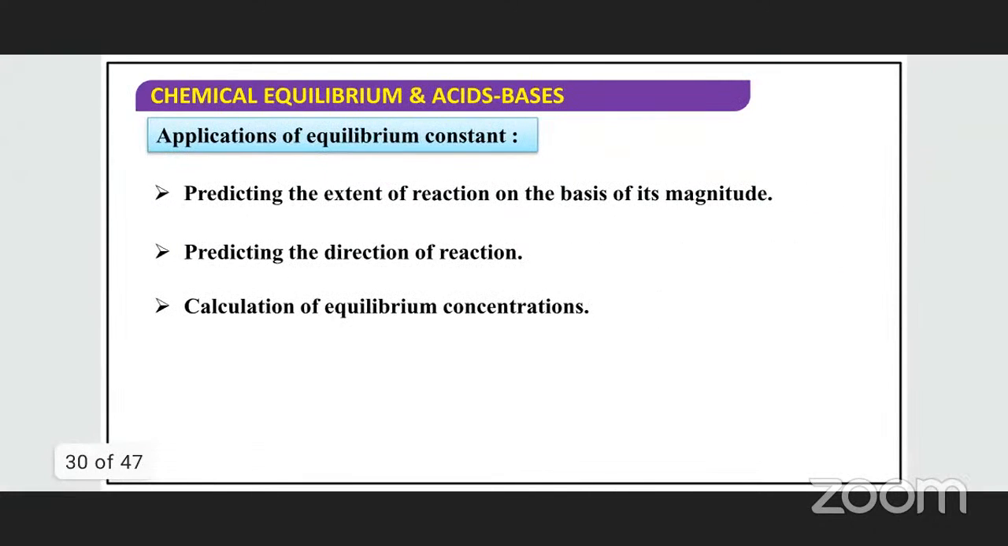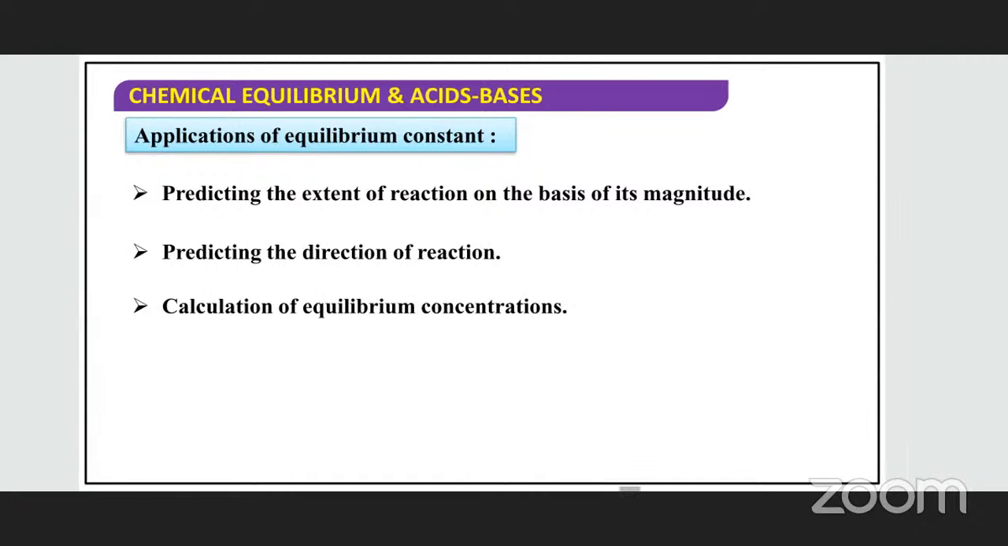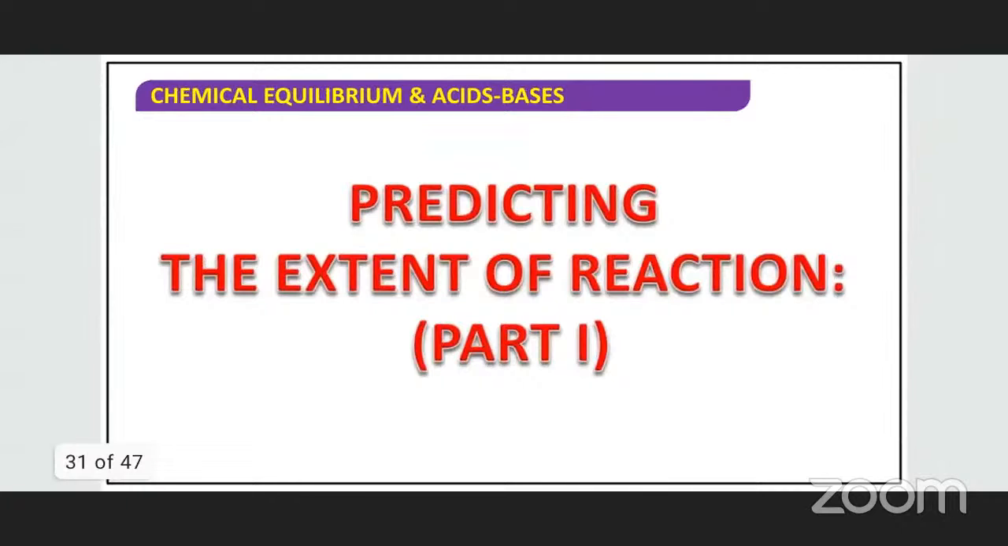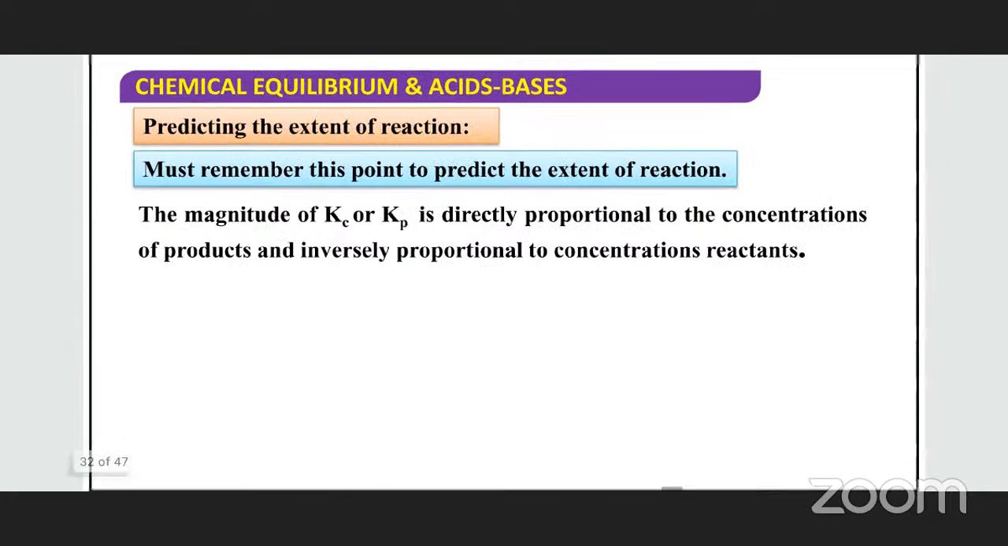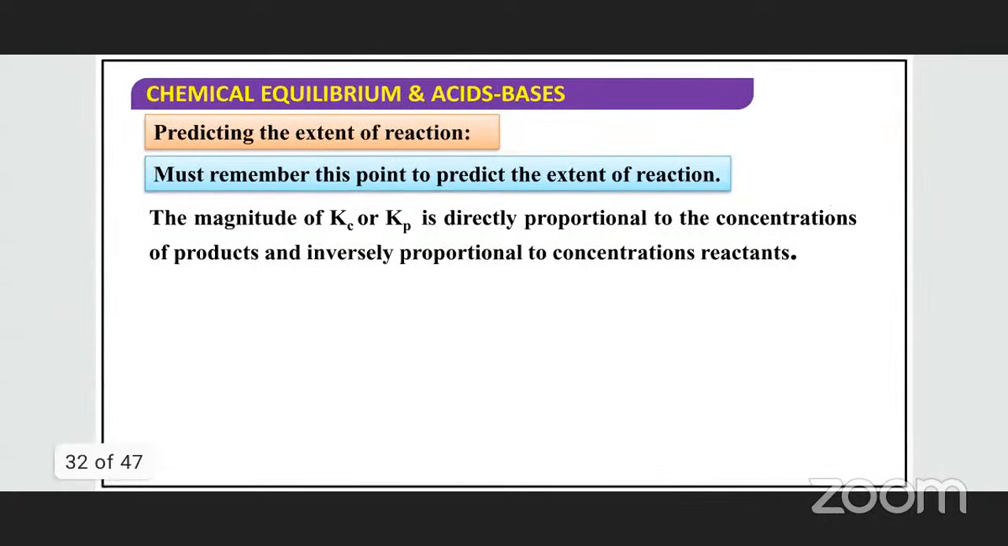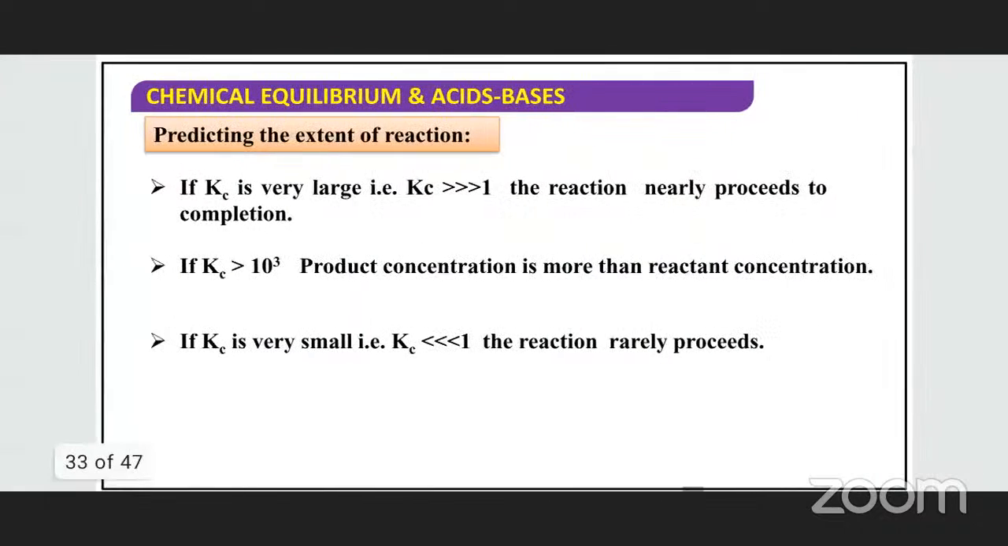Application of equilibrium constant: predicting the extent of reaction on the basis of its magnitude, predicting the direction of reaction, and calculation of equilibrium constant. Predicting the extent of reaction. Most importantly, remember this point: the magnitude of Kc or Kp is directly proportional to the concentration of products and inversely proportional to the concentration of reactant.